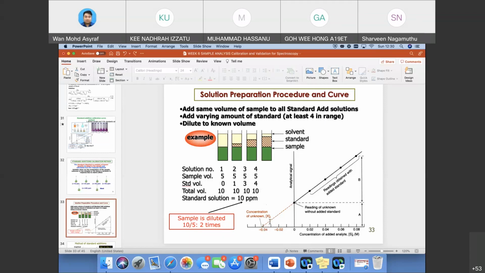Total volume masih sama. So in the end, all of the volumetric flasks would be 10 mil lah, for example. So 10 mil. So when you put in your sample 5, your solvent is 5. But in the second bottle, sample 5, standard becomes 1, and your solvent becomes 4. Then the last one, 5, 4, 1. 5 for the sample, 4 for the standard, 1 for the solvent. So you increase the volume of the standard.